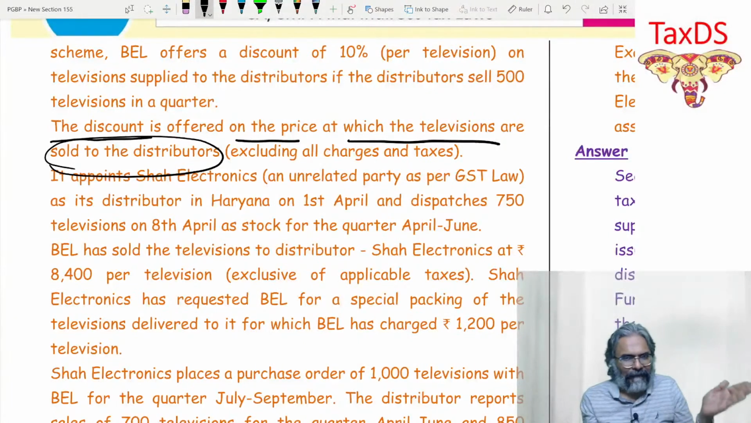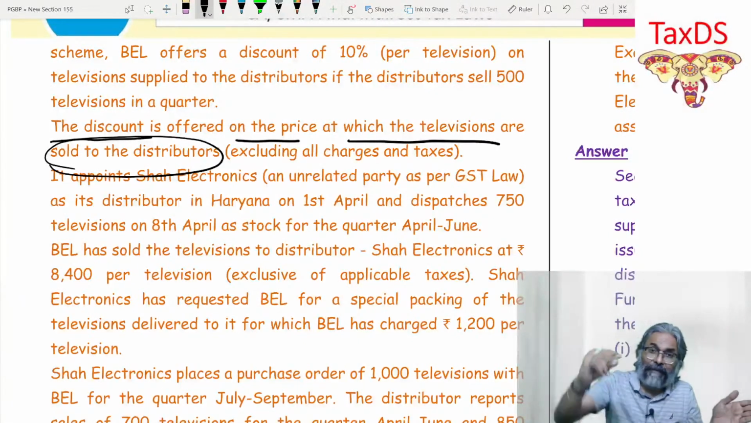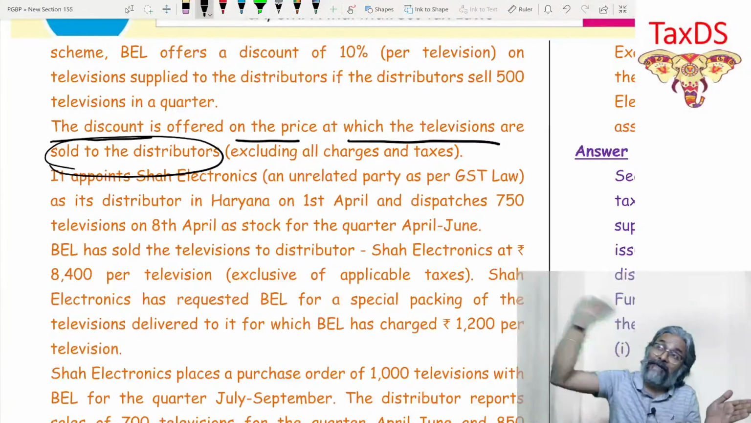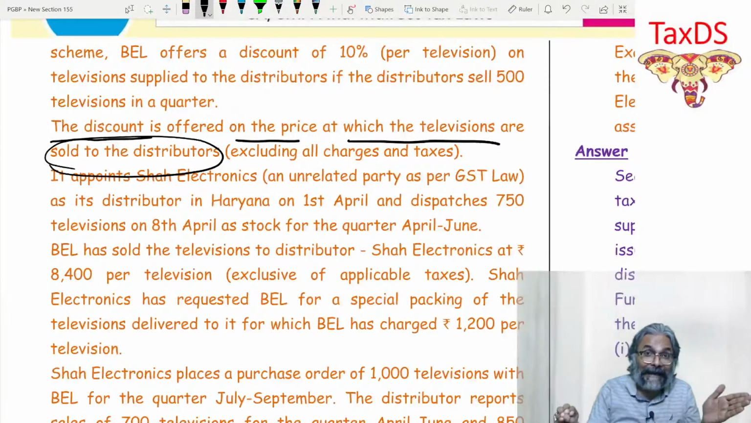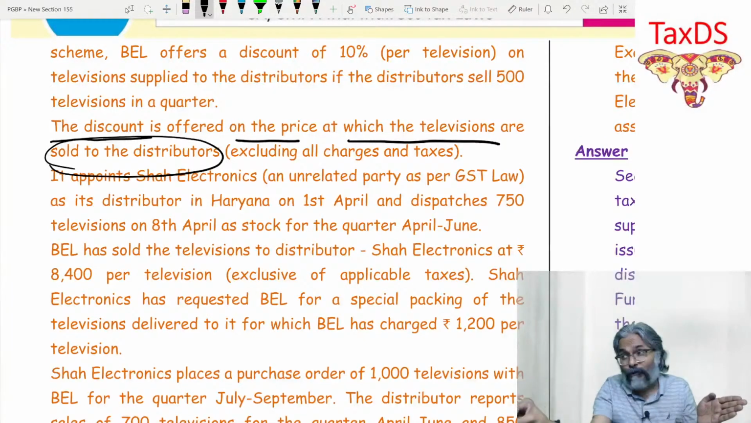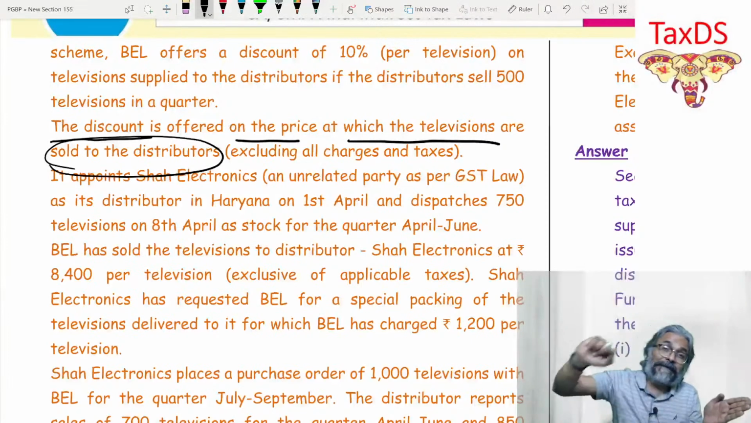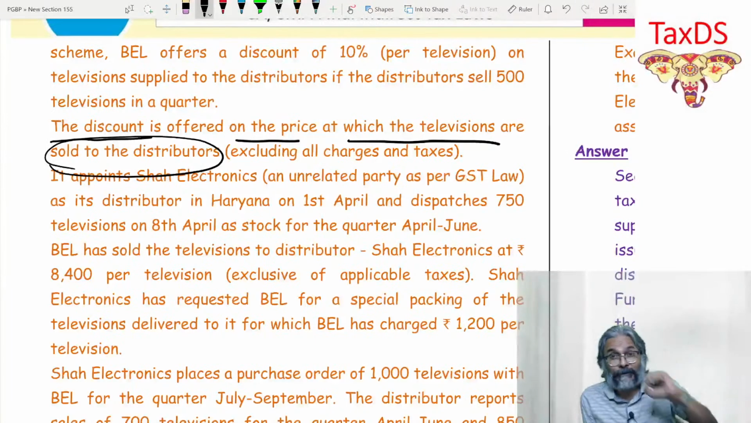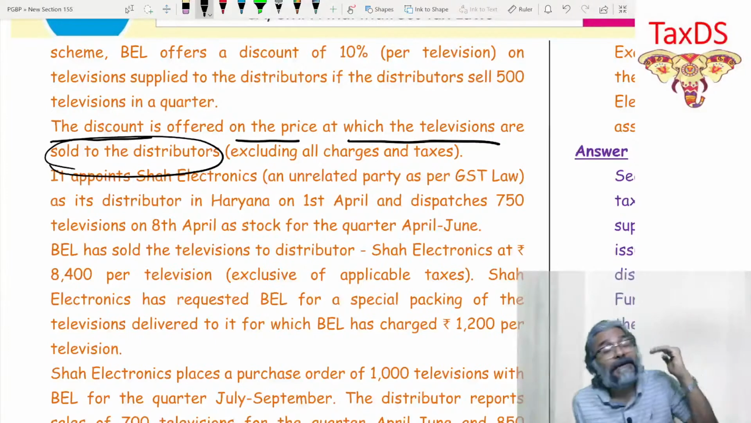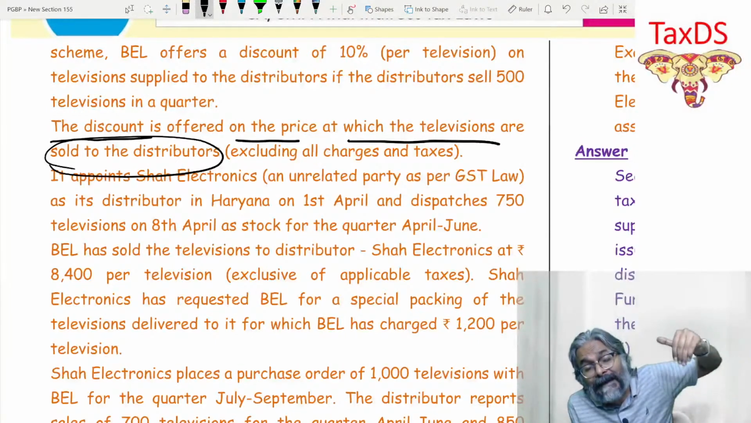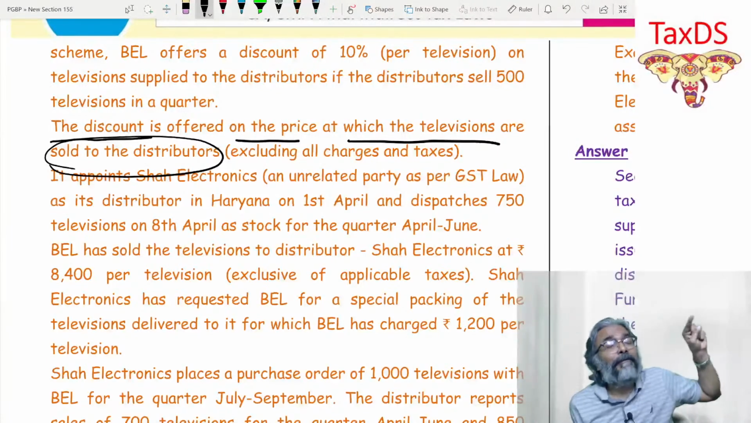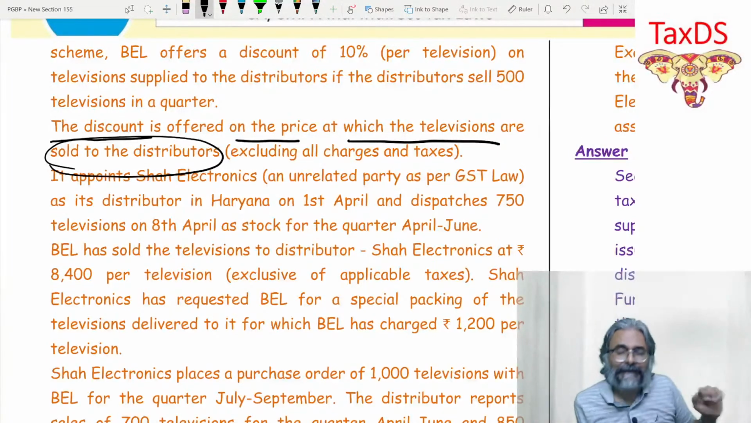Post-supply means the sale first has happened from the manufacturer to the distributor, and then when the distributor sells to the customer and that sale is 500 or above for that quarter, the principal will give the discount to whom? To the distributor. So we will come to know this only at a future point of time, and hence this is a post-supply discount. But if it is post-supply, was that condition of discount in existence in the terms of the agreement entered into before or at the time of supply? Answer is yes.